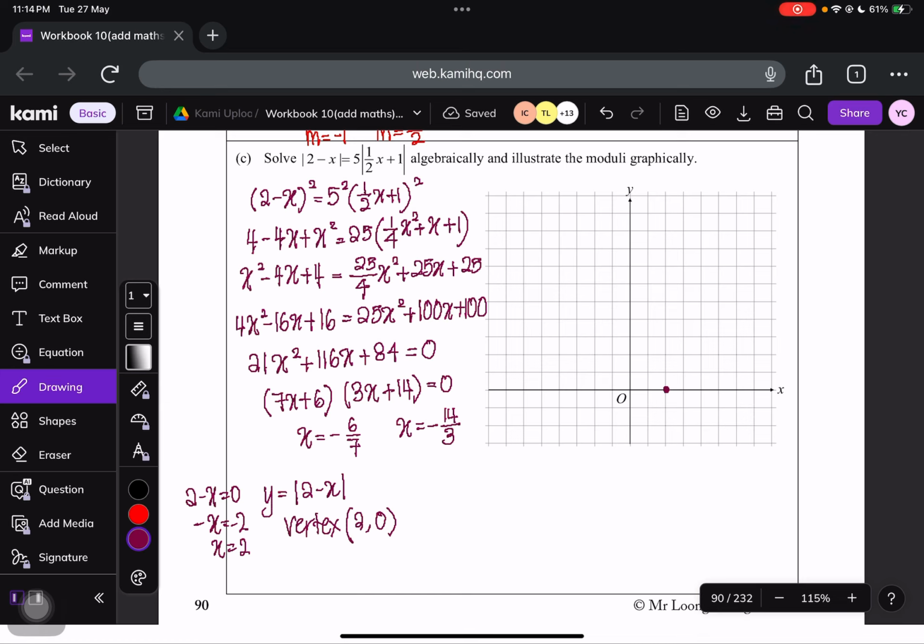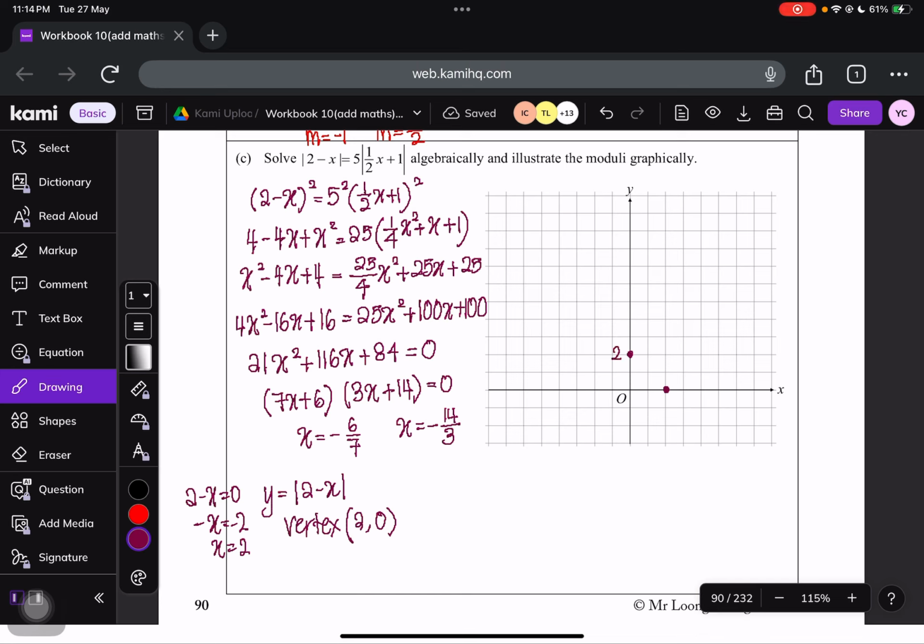Okay, now I don't want to write so many things. We're going to straight away do. I will choose one point on the left side, so I choose x equals 0. So when x equals 0, 2 minus 0 is 2. Modulus 2 is 2. So the answer is 2. Okay, you can think of it like that. Just sub in yourself. 2 minus 0 is 2. So modulus of 2 is 2. That's why your answer here is 2.